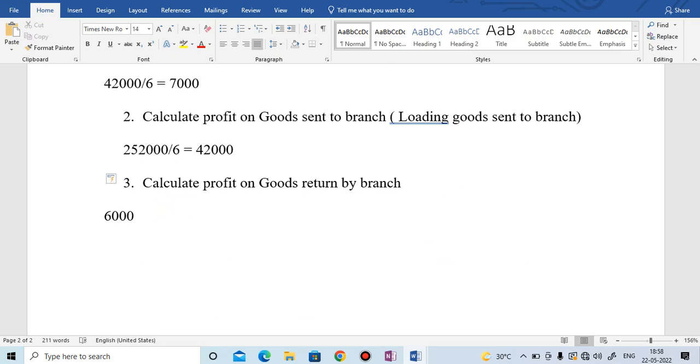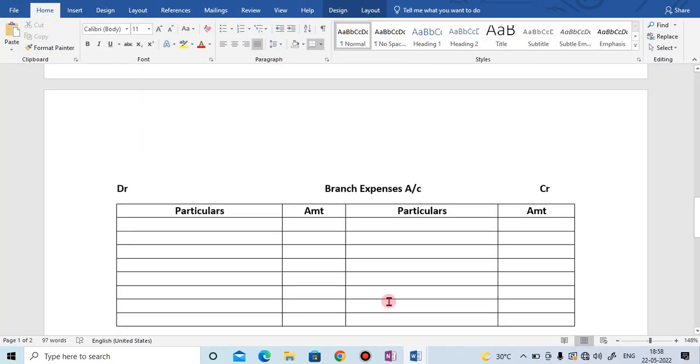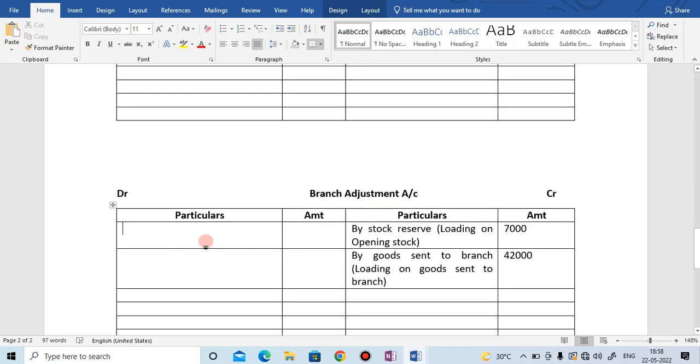6,000 divided by 6, answer is 1,000. Okay, now this 1,000 you will pass the entry in branch adjustment account in debit side, to goods sent to branch $1,000. Reason is loading on goods sent.